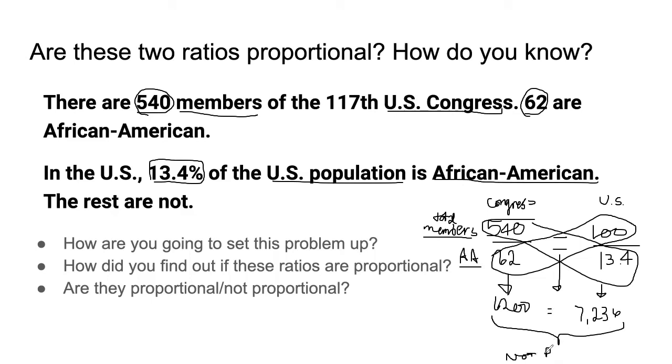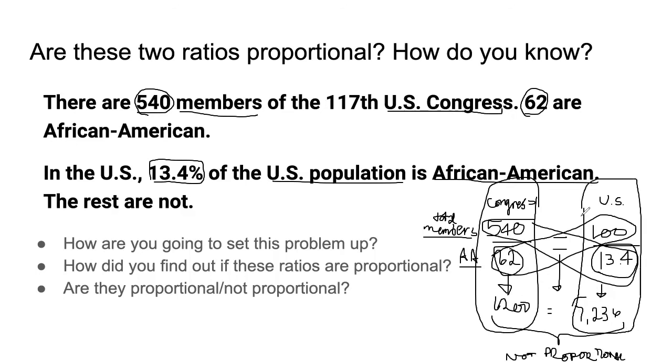Okay, so why does it matter that this isn't proportional? I'm going to write that right here: they're not proportional because when we did the butterfly method, they aren't equal. As you can see here, the number on the left is smaller than the one on the right. What does that mean? In Congress, you don't have enough African Americans to match the US population. In other words, there are more African Americans as a percentage in the US than there are in Congress.